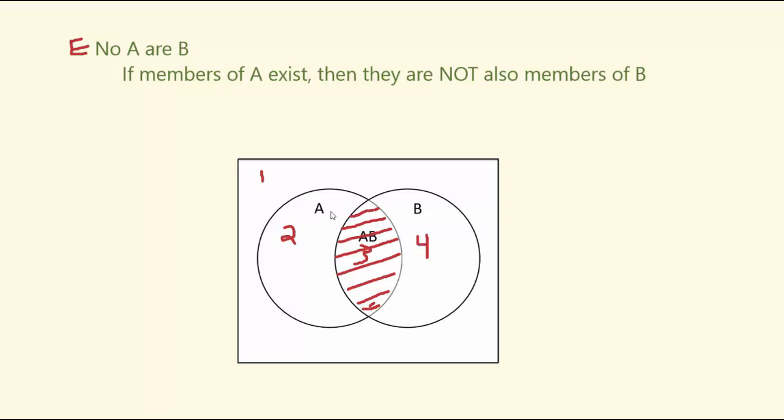And now we can see that area 2, which is the only A's that are left, and area 4, which is the only area in which B's are left, are completely separated from one another. There's no overlap. So anything that ends up being an A will not be a B, and anything that ends up being a B will not be an A.